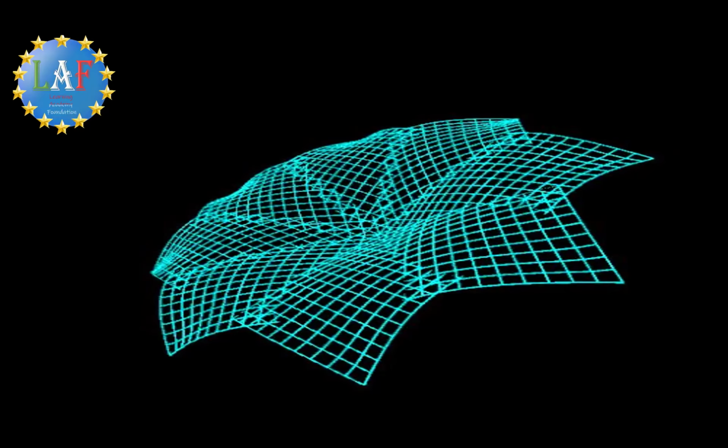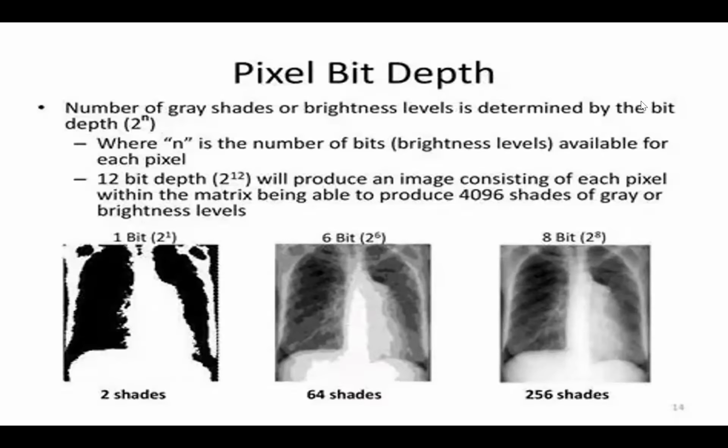Okay, now, the question is how to represent an image. What is an image but a grid of pixels? Each pixel holds a color depth, that is the number of bits used to describe its shade. The number of gray shades or brightness levels is determined by the bit depth, that is 2 power n, where n is the number of bits available for each pixel.